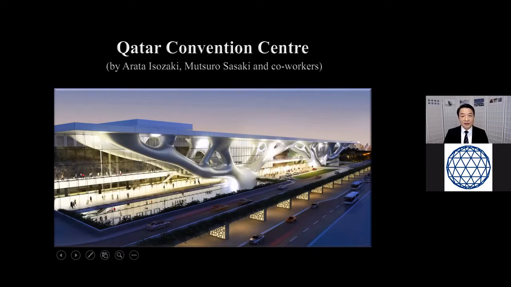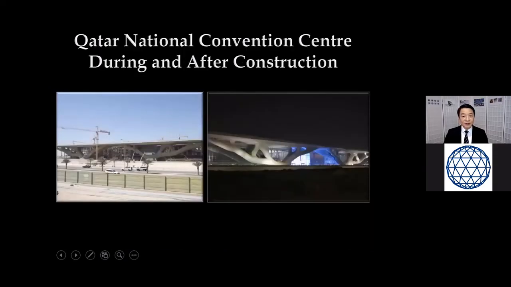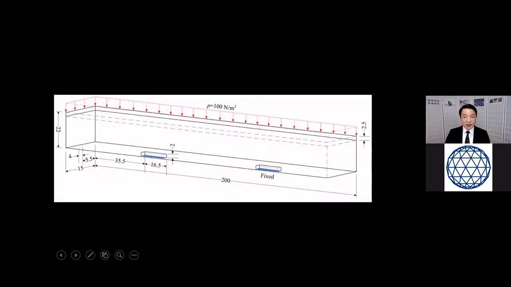This is a Katao Convention Center, and the form was found using the extended ESO method. These are some of the photos of the structure, and I think it was completed around 2012. And I show you how this can be achieved using the BISO method we have developed.